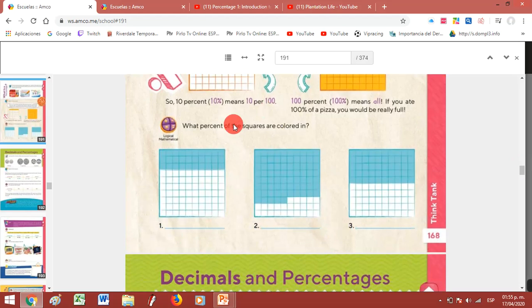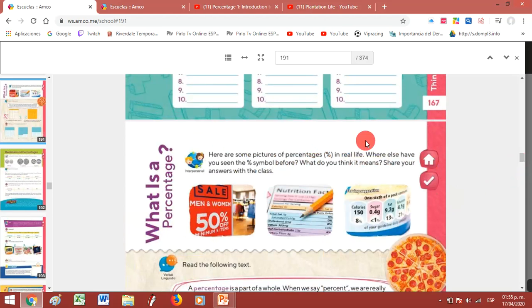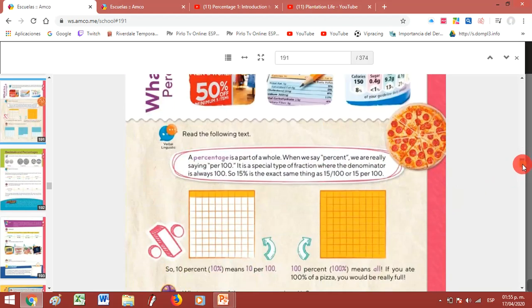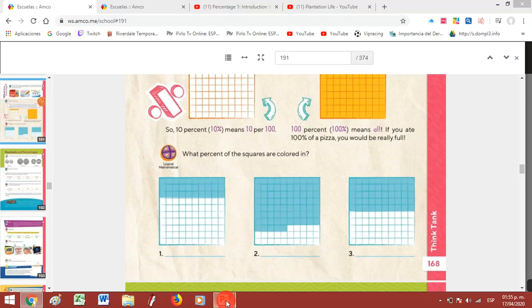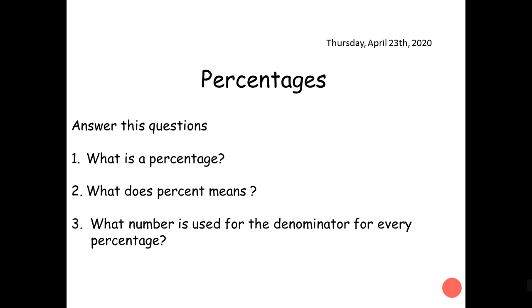Okay, here we have three boxes where you have to tell me what percentage or percent of the square is colored. Remember to write the date here at the top of the page, and I have another activity for you. In our book, we are going to write these sentences and these questions, and you are going to answer me, please. What is percentage?